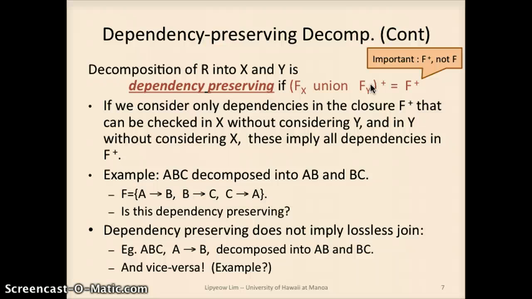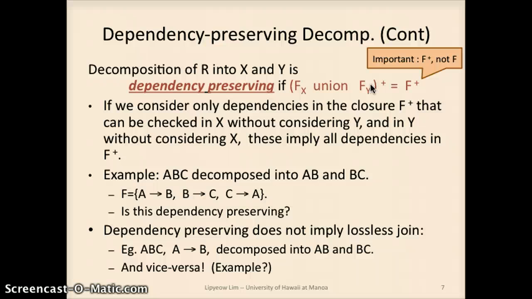Okay, so here's an example. ABC is decomposed into AB and BC. And the set of dependencies F is A determines B, B determines C, C determines A. Is this dependency preserving? Can I check A determines B using the decomposed relations? Yes. Can I check B determines C from the decomposed relations? Yes. Can I check C determines A using the decomposed relations without a join? No, I couldn't. So this is not dependency preserving.